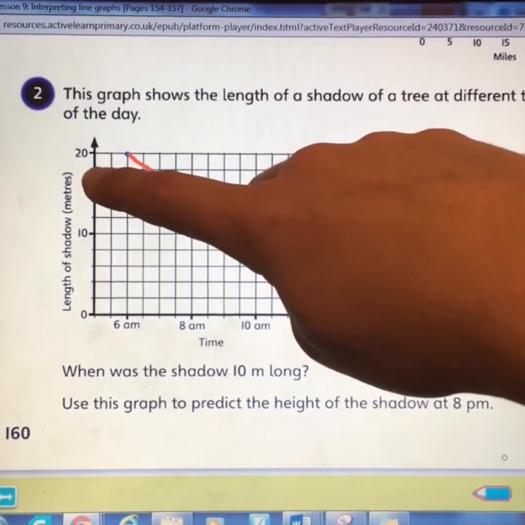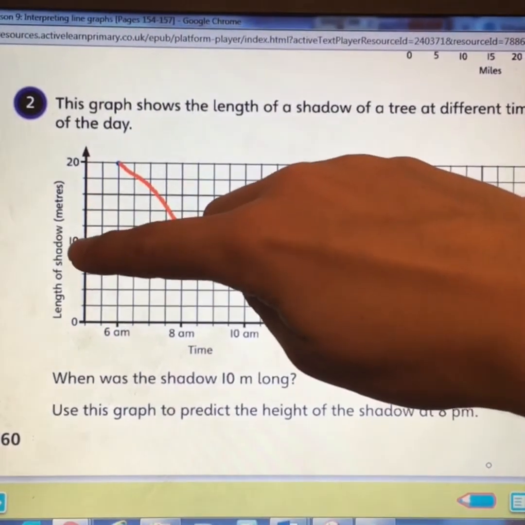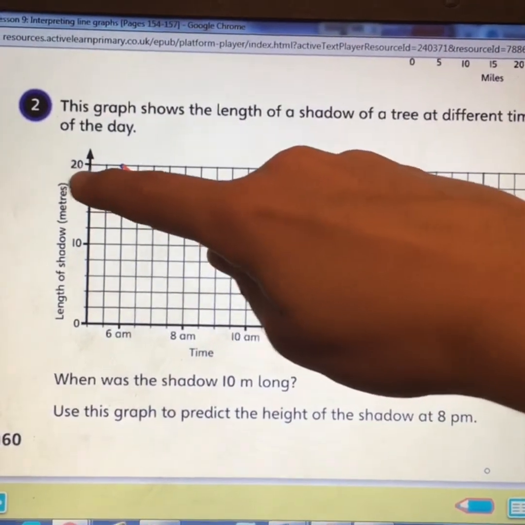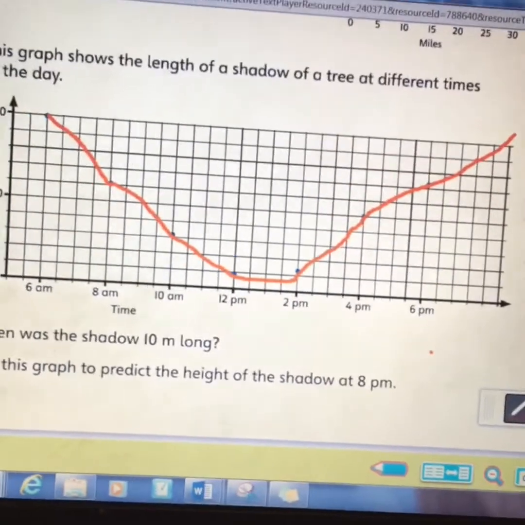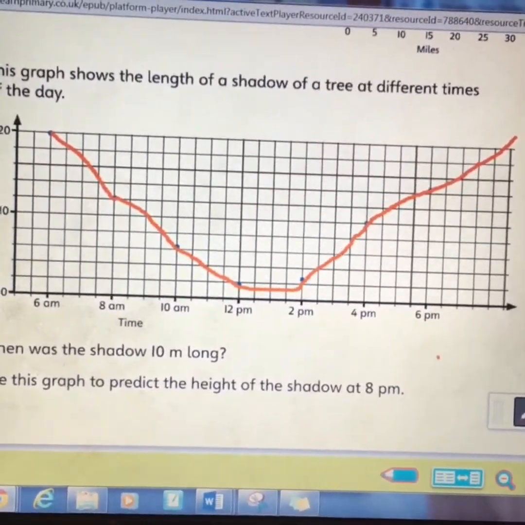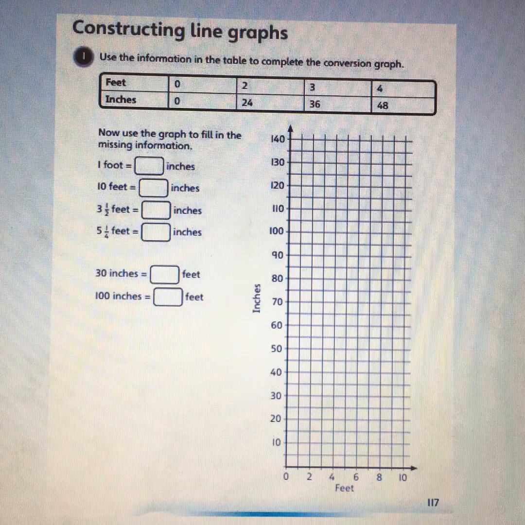Some people's might be a bit different. I'm not sure I've drawn that brilliantly. So it'd be 10, 12, 14, 16, 18 in between. So mine would be 19 metres. You might have had 18, you might have had 20. Well done. Okay, questions then.